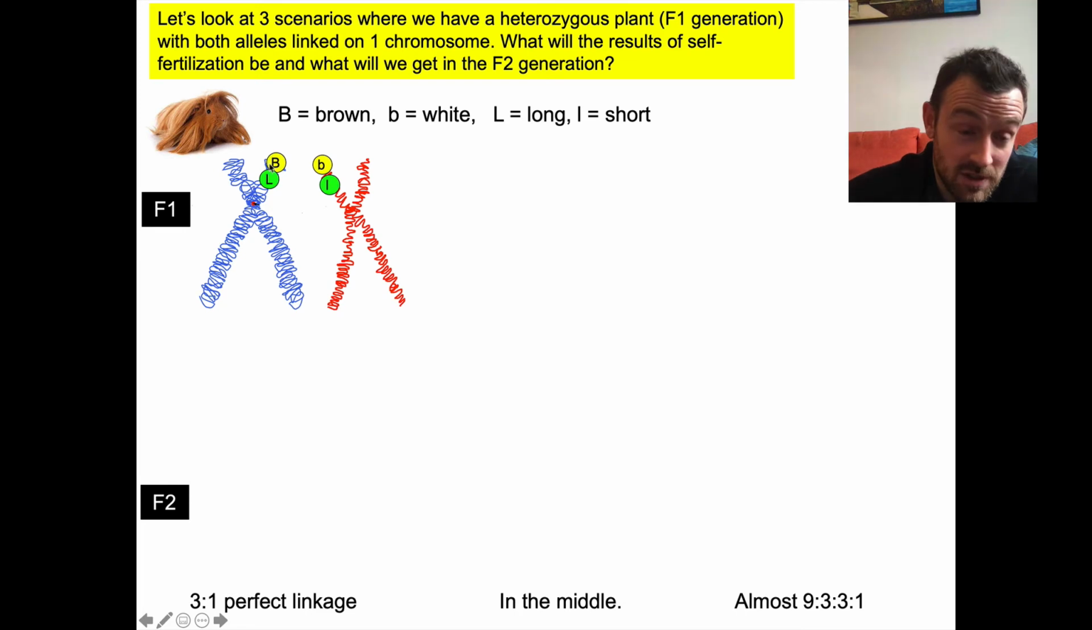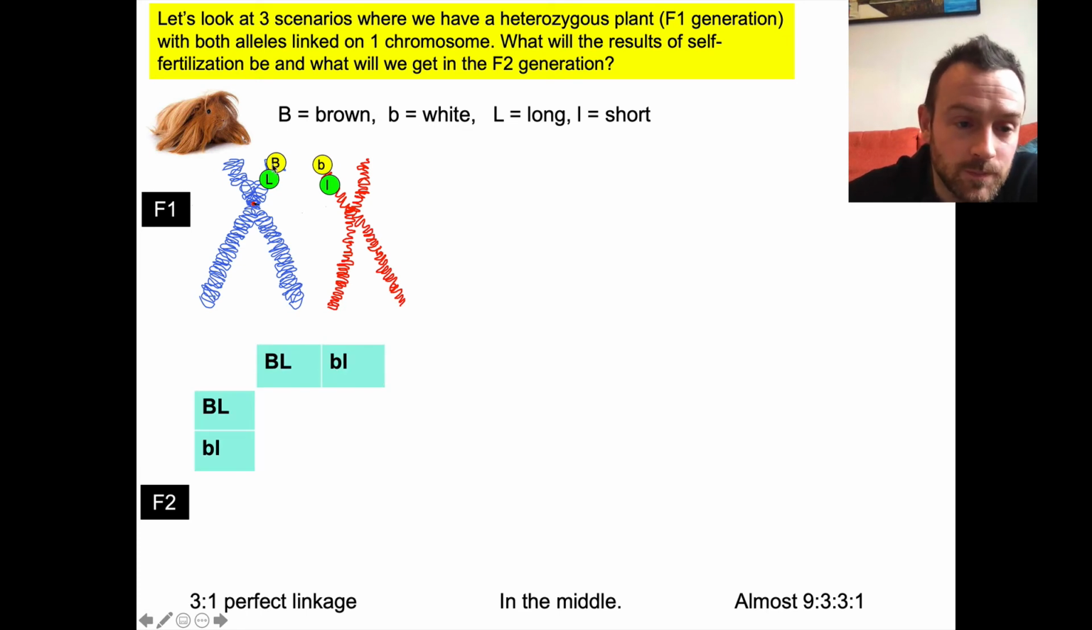But the dominant characteristics show up in the phenotype, which is why it's got brown long hair. Now, if that guinea pig bred with a guinea pig with the same genotype, here's what would happen. We would only be able to pass on one combination, so either a big B, big L, or a little b, little l. So we'd have a genetic cross, which we'd lay out like this, which would give us these results.